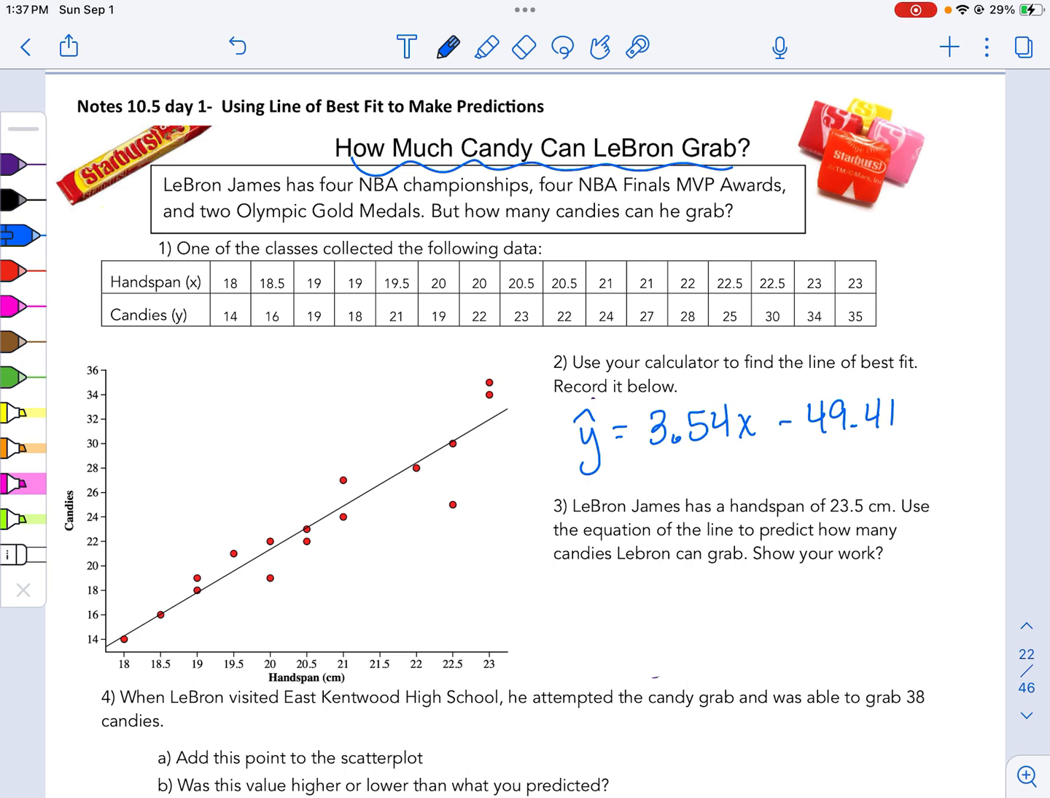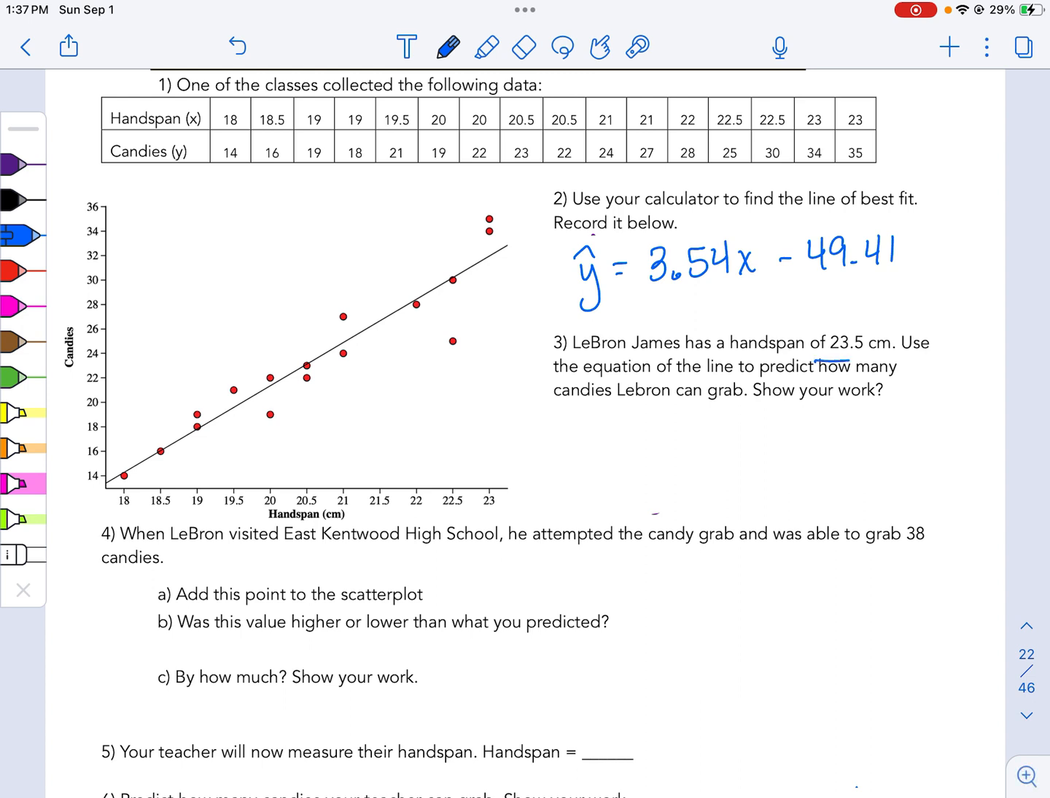Okay, so LeBron James has a handspan of 23.5 centimeters. His hand's pretty big. And we want to use that equation up above to figure out how many candies would the equation say he could grab. So we're going to use that equation, y equals.